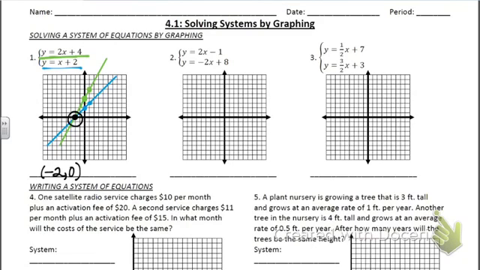How could I check that this point is correct? Plug them into the equations. You should get a true statement for both, because this point is supposed to lie on both lines. Does that make sense? So it should be true for both statements. What I want you guys to do right now is try numbers 2 and 3 for me. Be as accurate with your graphing as possible.